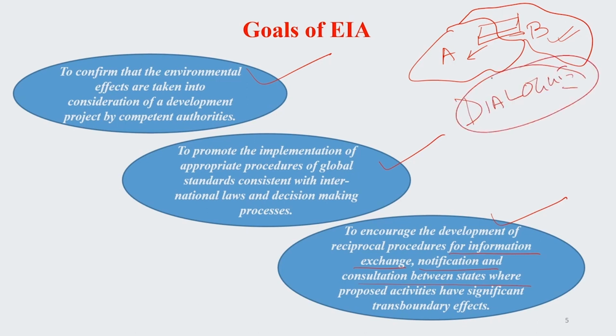Through dialogue, before the implementation of the project, you address all the issues that could otherwise crop up in future and delay or stop your project. So, these are the goals of EIA. Basically, as you understand, EIA is not to stop any project; rather, EIA protects your project from various unwanted expenditure, unwanted threats, legalities, etc. Okay.